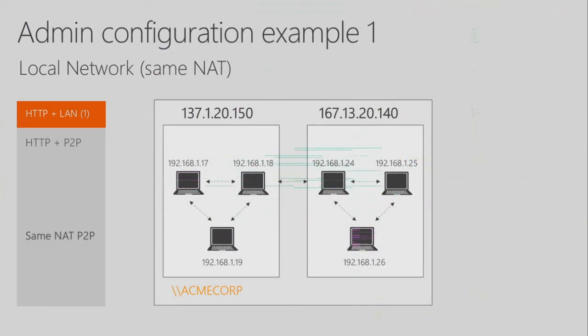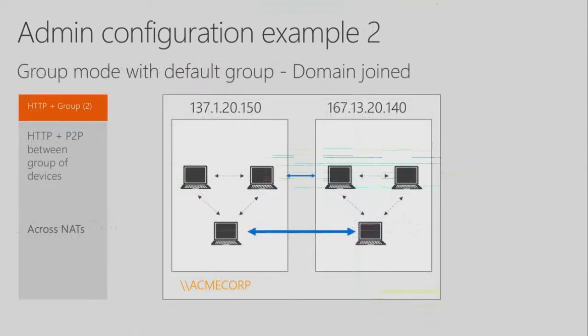So to give some examples, this is the default. Your clients are breaking out to the internet using different public IPs. By default, if you enabled the LAN mode, the mode number 1, then these clients will be communicating with each other behind the same NAT, but clients coming out from different public IPs are not going to be talking. So if you want to create a bigger group that contains all of these, then you would enable the group mode. And now we're able to have peer-to-peer connectivity between those different sites or different subnets.